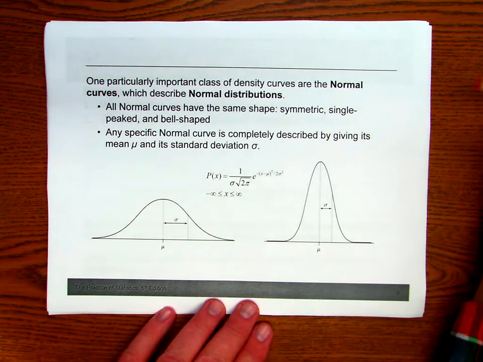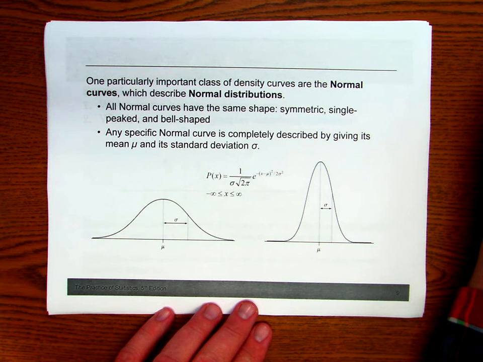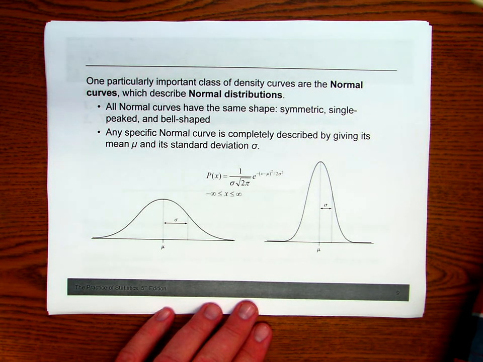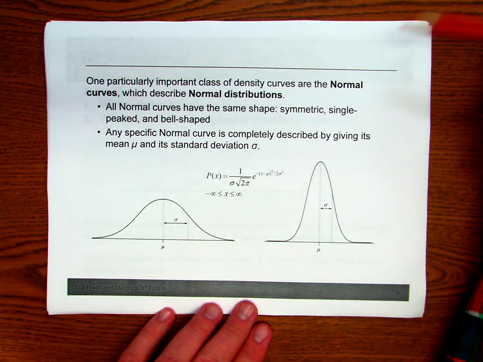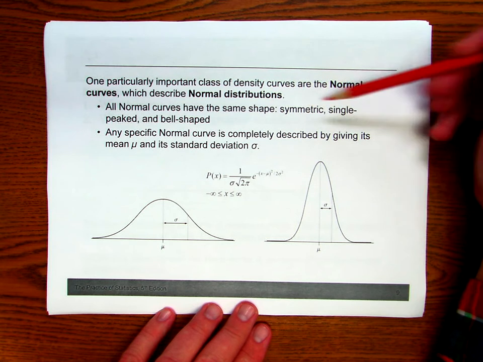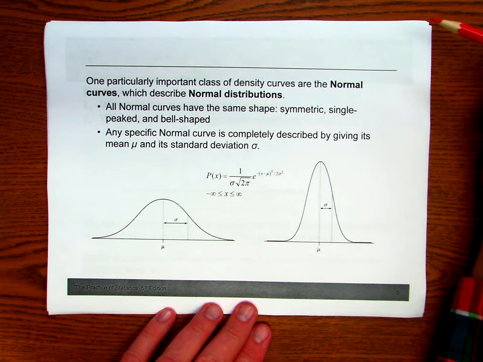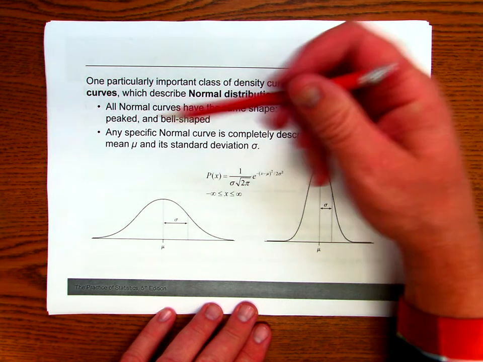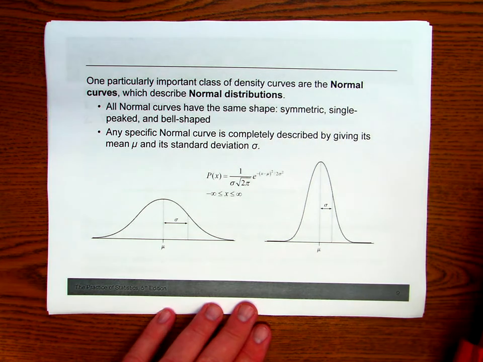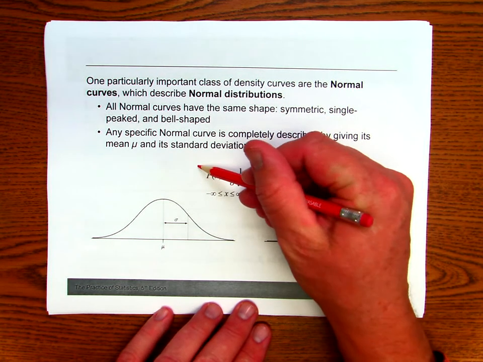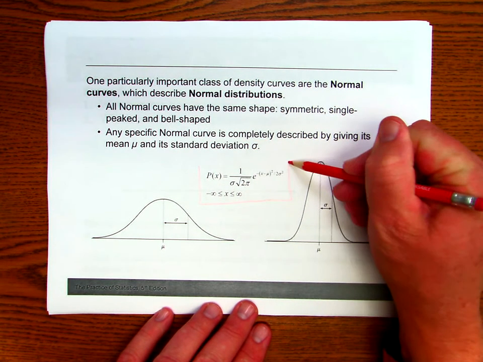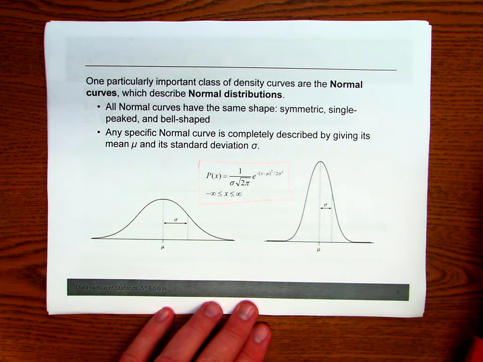One particularly important class of density curves are the normal curves, which describe normal distributions. All normal curves have the same shape. They're symmetric, single-peaked, and bell-shaped. Any specific normal curve is completely described by giving its mean, mu, and its standard deviation, sigma. This formula right here, we're not responsible for in this particular class.